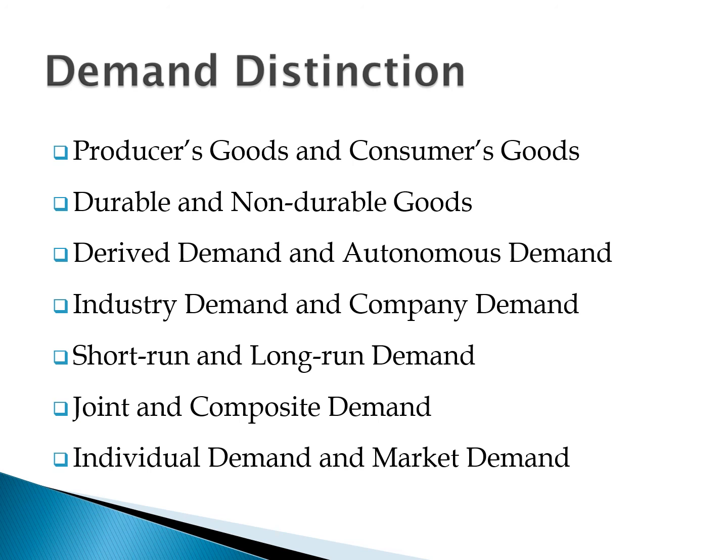Next, joint demand and composite demand. The demand for one commodity leading to demand for another commodity is known as joint demand. For example, demand for ink and paper is joint demand. Demand is said to be composite when a thing is demanded for two or many other purposes. For example, coal, cement, rubber have composite demand.